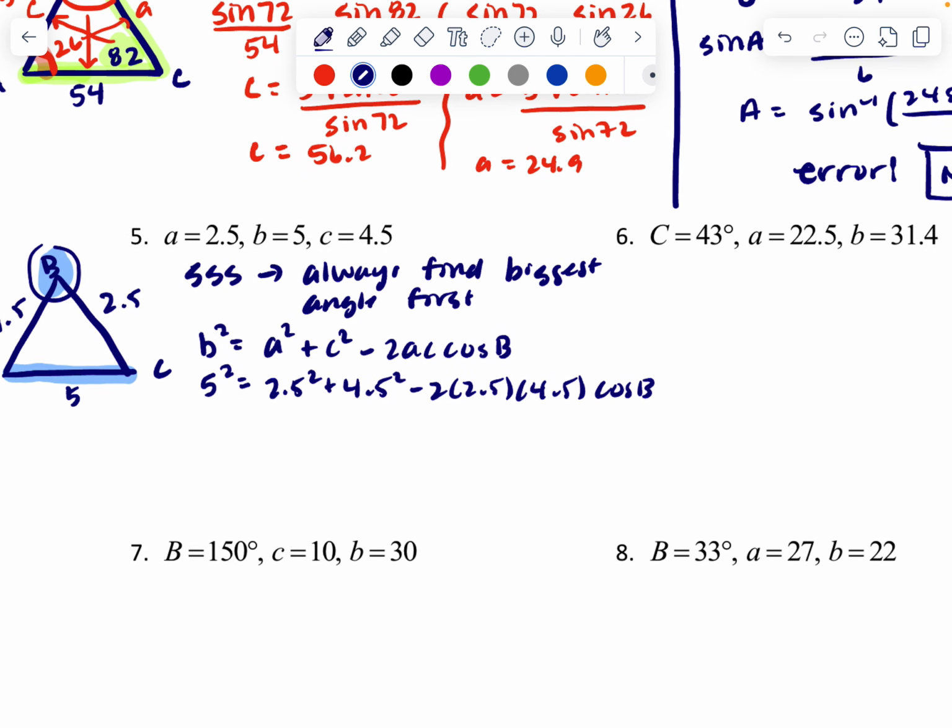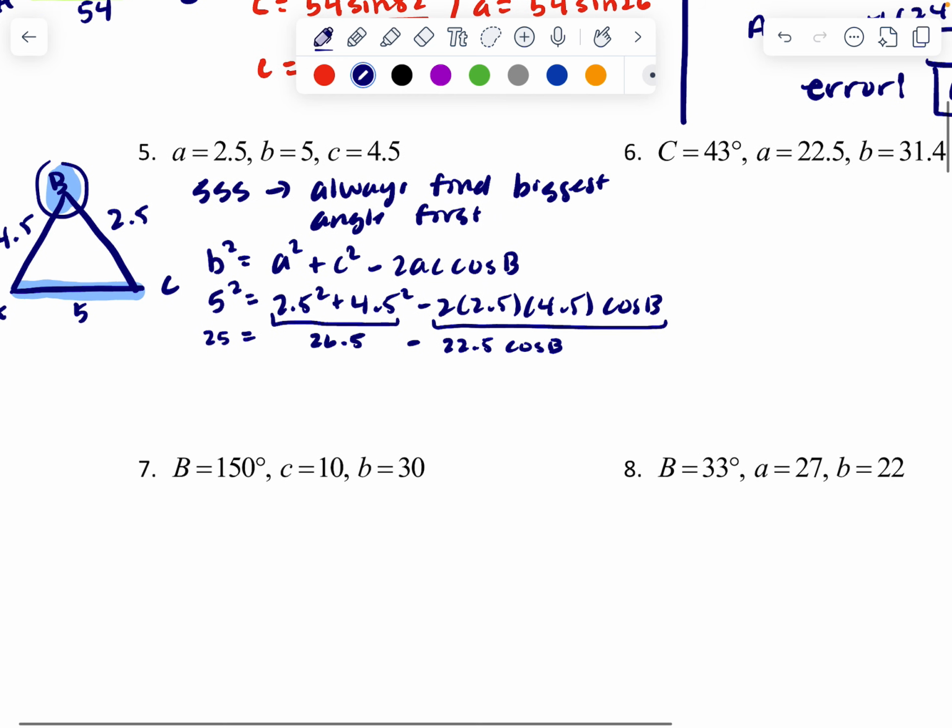Make this a little bit bigger so you guys can see it better. Okay, you want to make sure that you break this up separate from this, right? You cannot combine those together because of the cosine of b. So doing the first part, 2.5 squared plus 4.5 squared gives me 26.5, minus, and 5 times 4.5 gives me 22.5 cosine of b.